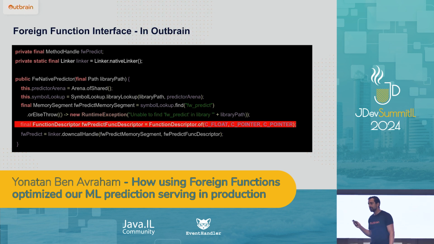So using this function descriptor, the developers of Project Panama gave us a way to describe the type we expect of the function we are trying to load from the native library. What is the signature we expect it to have? So in this case, we expect it to return a float and get two pointers. And if, for some reason, the function descriptor gets a Boolean and two pointers, and not only two pointers, it will say something is wrong with the function descriptor instead of sending up some hideous heap dump.